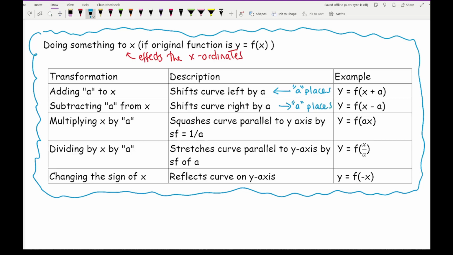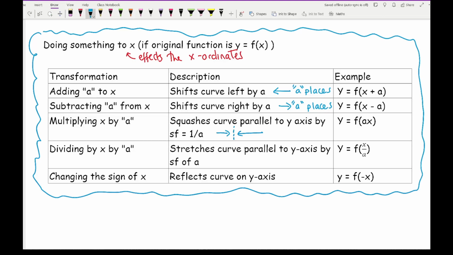Then when you are multiplying x by a, what you're actually going to be doing is squashing the curve inwards towards the y-axis. Imagine you've got the set of axes or the graph paper on either side of your open palms, and imagine that you are pushing your hands closer and closer together, so you're kind of squashing the graph.